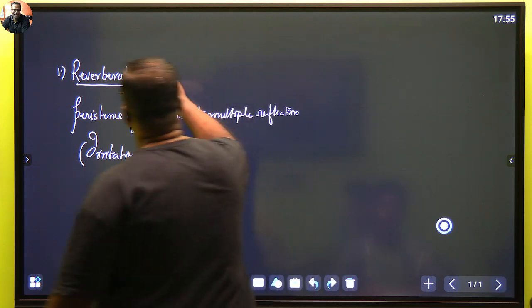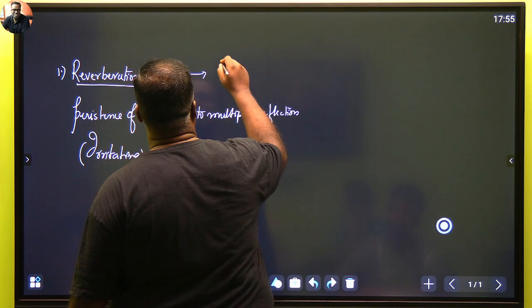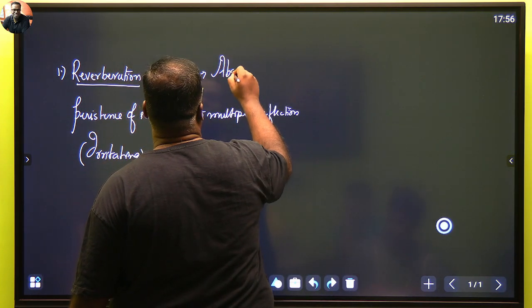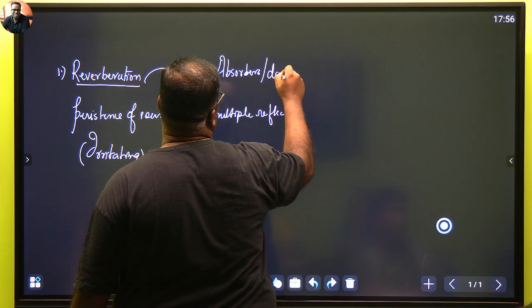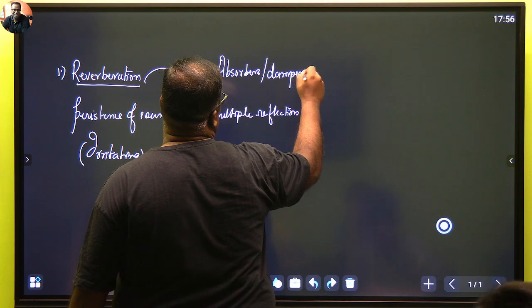तो reverberation को control करने के लिए हमें सबसे पहले क्या चाहिए? We need good absorbers, or you need to damp. You need good dampers. Now, what are good dampers?